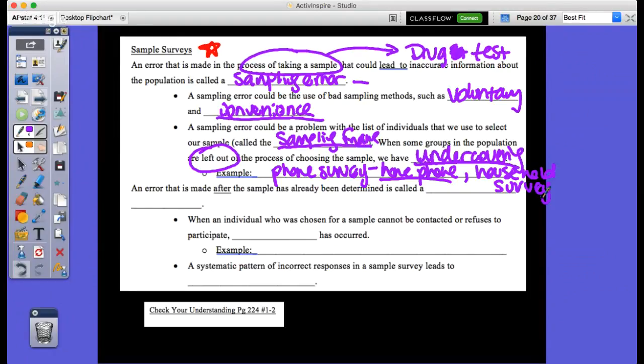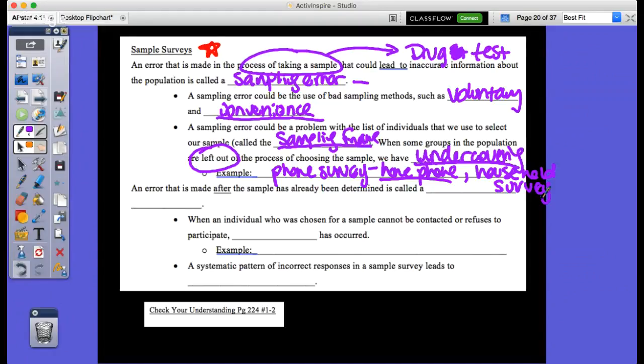Another example is if we're looking at a representation of GAC, and let's say it's their senior skip day. Let's say you skip school, and at that point you were left out of the survey. We would call that undercovering because you were not able to be a part of that survey. We call that undercovering there, okay?